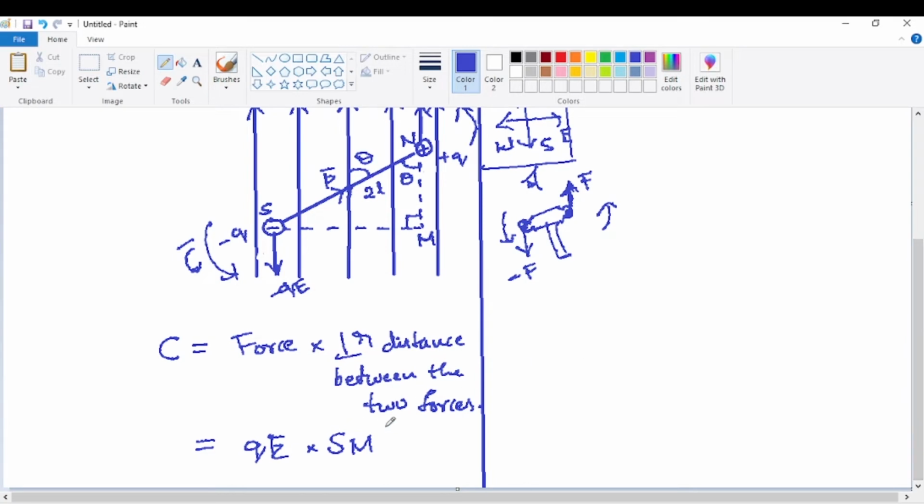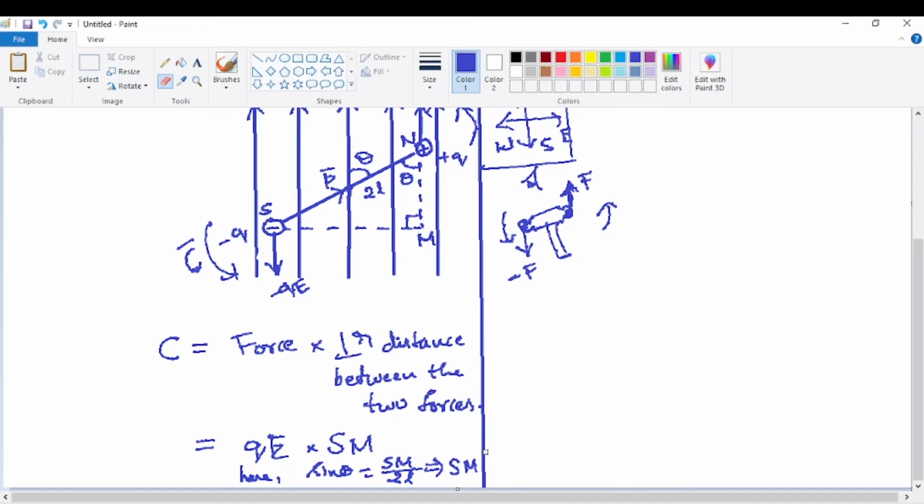So here Q into SM is coming. Now using sine theta, sine theta is equal to opposite side divided by hypotenuse. So it is SM divided by hypotenuse. What is the hypotenuse? The length of the dipole, 2L. So from this SM will be simply equal to 2L sine theta, taking 2L to the other side. That's what we are getting.